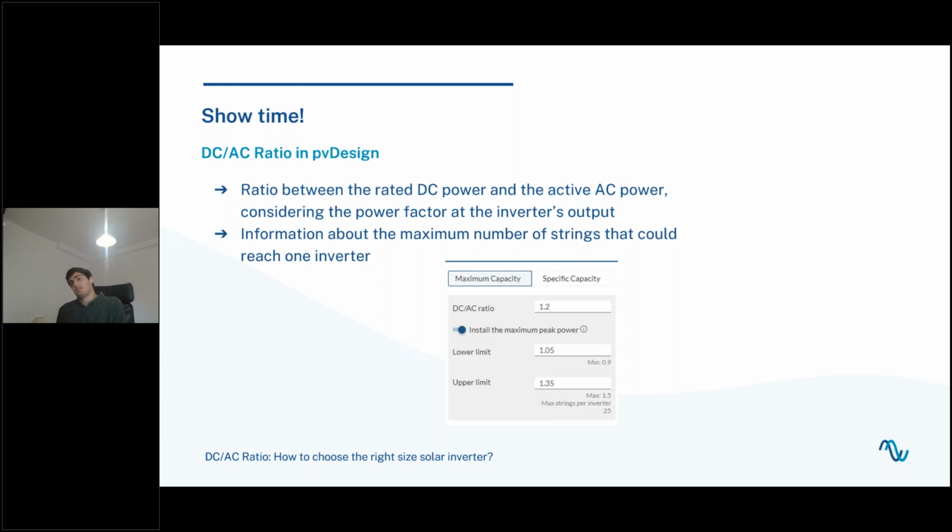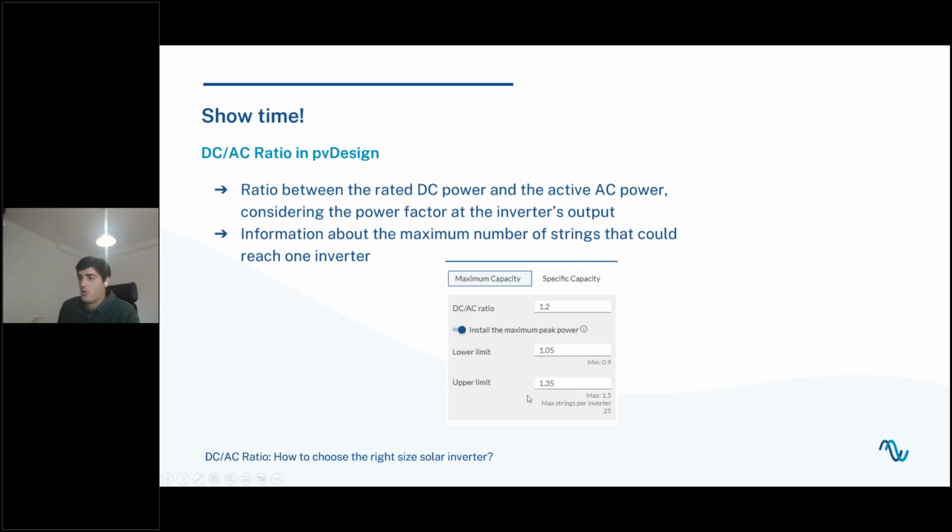Before going through these use cases, I wanted to present how we calculate and what options we have in PV design regarding the DC-AC ratio. For us, the DC-AC ratio is defined as the rated DC power of the modules over the active AC power of the inverters, so that we can also consider the power factor at the inverter's output and reduce the losses according to this power factor definition. And then also in RatedPower, we are going to have information about the maximum number of strings that could reach one inverter.